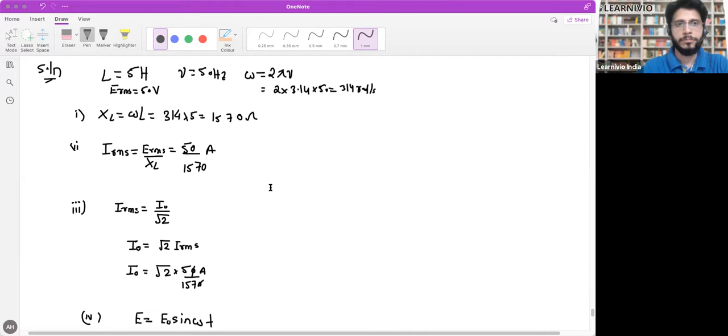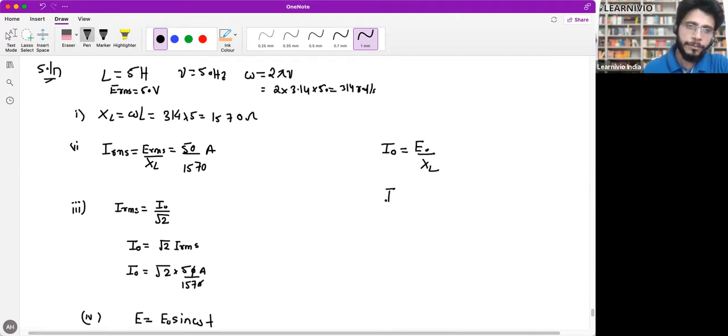So where is the second equation? Like IRMS is equal to VRMS by XL. Where did we say that? Yeah, that is the equation of current. I haven't mentioned this equation, but if you can write the peak value of current as E naught by XL, then you can write the RMS value also as peak by root 2.